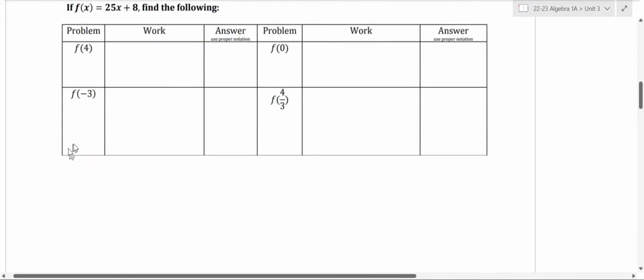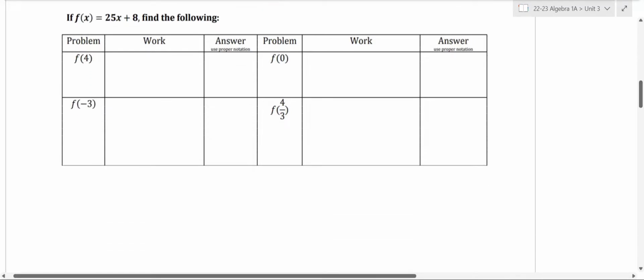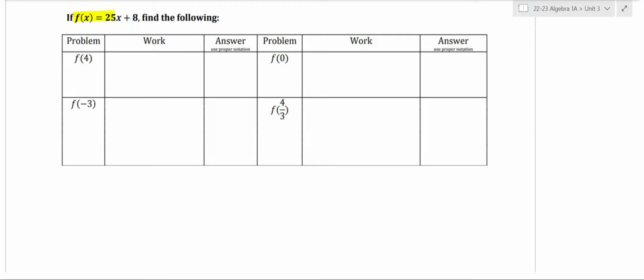Right, let's do a few examples now. We're given that f of x is equal to 25x plus 8 right here, and we are to find the following. So just watch. We're given that x equals 4. So this becomes f of 4 is 25 times 4 plus 8, which means it's 100 plus 8, and we get 108. All right, so the final answer is that f of 4 equals 108.